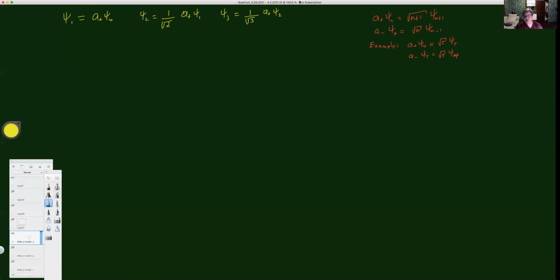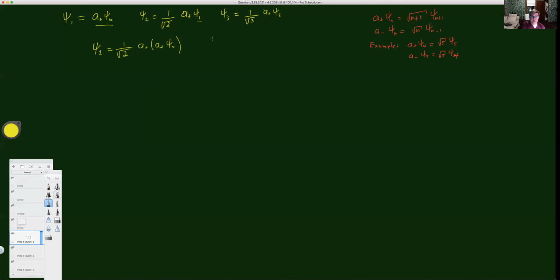I could keep going, but I'm not going to do that, because what I want to do now is write this one in terms of psi 0, because I know what psi 1 is. So let's write psi 2 again. Psi 2 is equal to 1 over the square root of 2, A plus psi 1. But psi 1 is this, so I have A plus A plus psi 0.